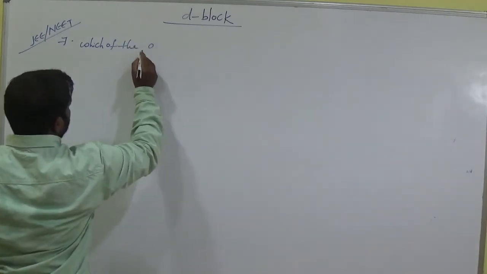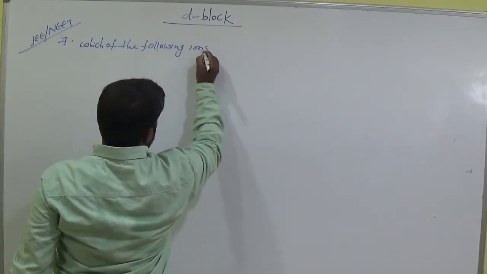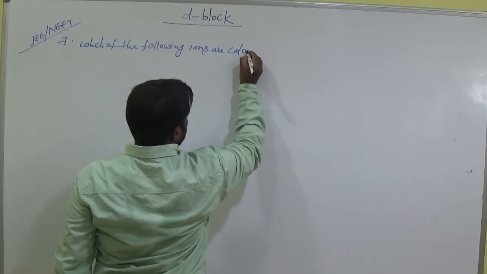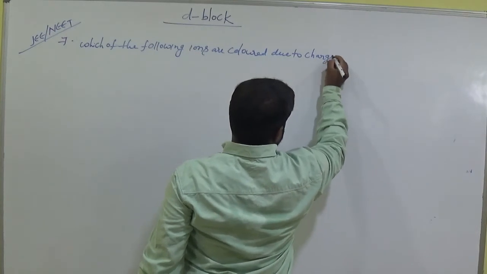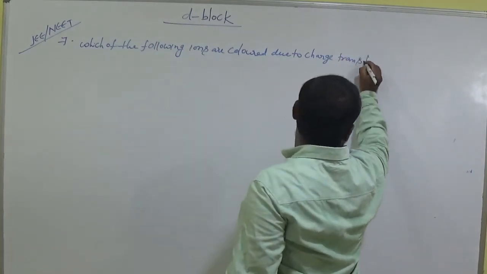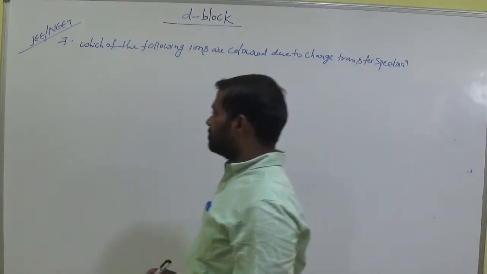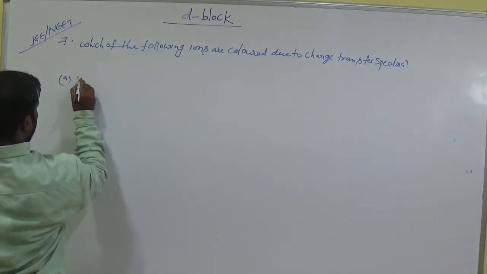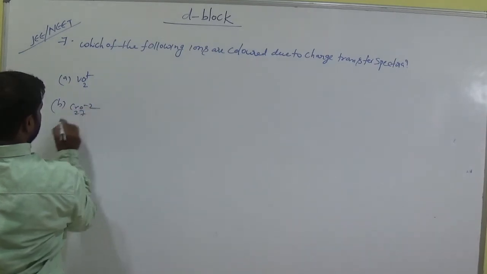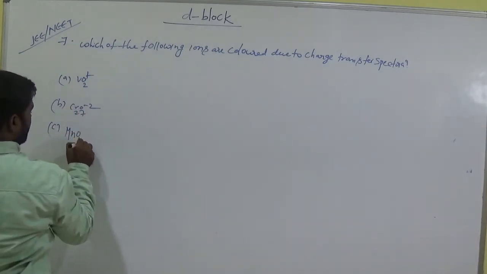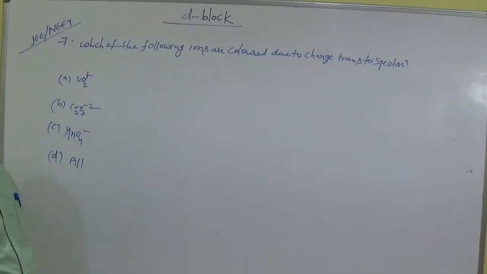Which of the following ions are colored due to charge transfer spectra? This is an important one, right? Option A, VO2 plus, option B, Cr2O7 minus 2, option C, MnO4 minus, option D, all. So which one is correct?